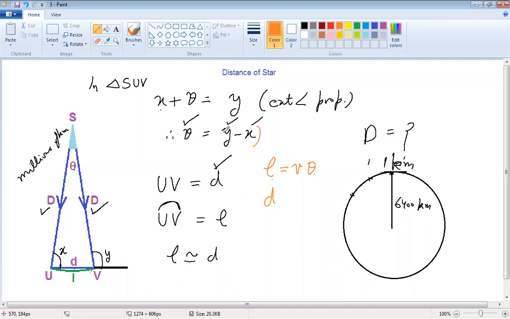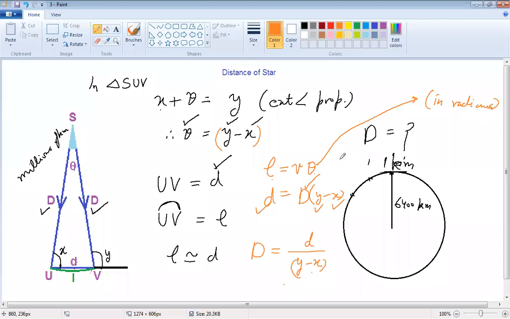Angle theta we have known, y minus x. And this radius, which we have taken to be the distance of the star, capital D, is unknown. Small d is known, the angles y and x are known, so their difference is known. We can calculate this very simply. So the distance of the star, capital D, is given by the distance between the stations divided by the difference between the angles, provided this angle is in radians.